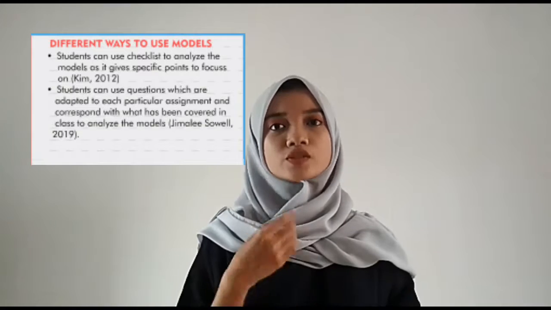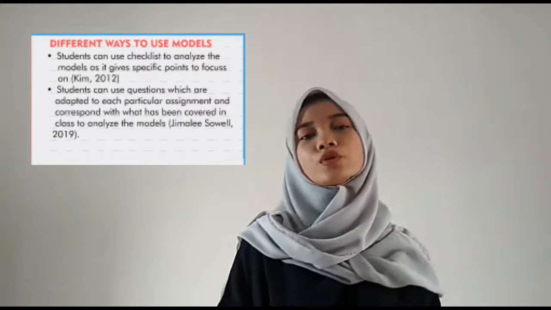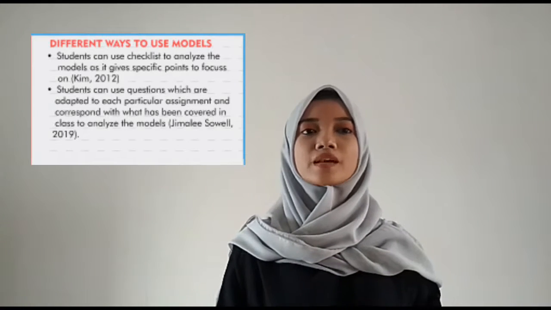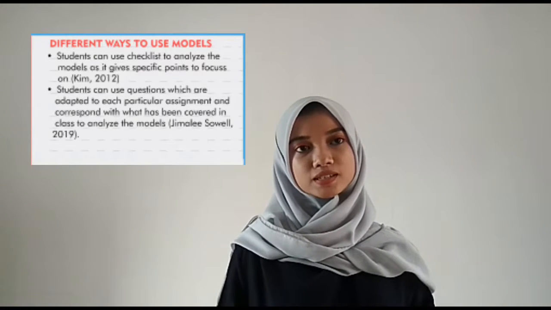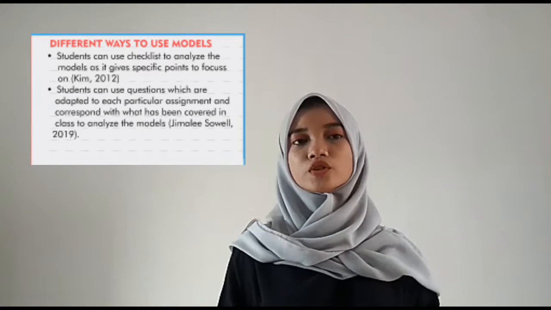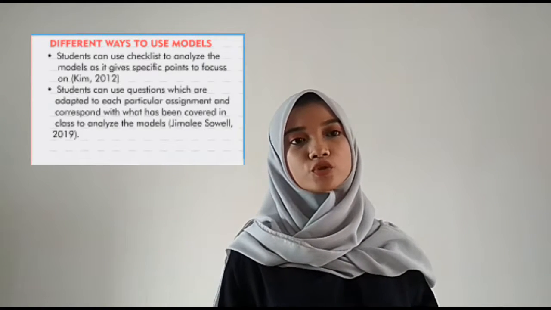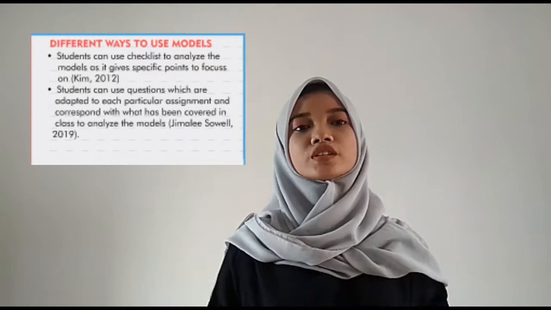Then, the third point is about the different ways to use models. First, students can use checklists to analyze the models as it gives specific points to focus on. By using this way, students will be able to know a good example, a mediocre example, and a poor example of models. The other way, students can use questions which are adapted to each particular assignment and correspond with what has been covered in class to analyze the models. By using this way, students will be able to identify a certain issue in their writing.